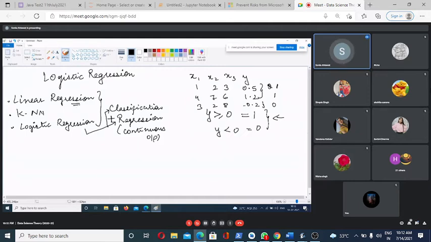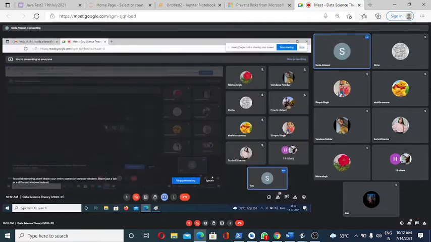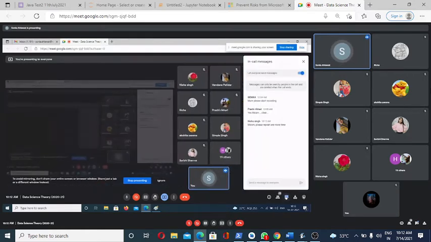Okay, who will tell me? Yes, first years. Who will tell me what exactly logistic regression means? Okay, let me check who is. Who will respond to the question? What is logistic regression now?